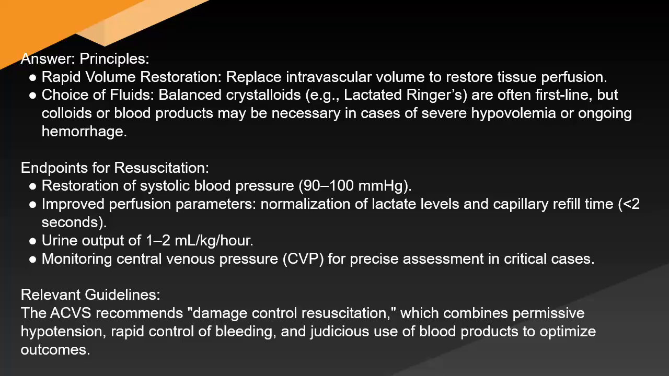Endpoints for resuscitation: restoration of systolic blood pressure 90 to 100 mmHg, improved perfusion parameters, normalization of lactate levels and capillary refill time under 2 seconds, urine output of 1 to 2 mL/kg/hr, monitoring central venous pressure, CVP, for precise assessment in critical cases. Relevant guidelines: the ACVS recommends damage control resuscitation, which combines permissive hypotension, rapid control of bleeding, and judicious use of blood products to optimize outcomes.